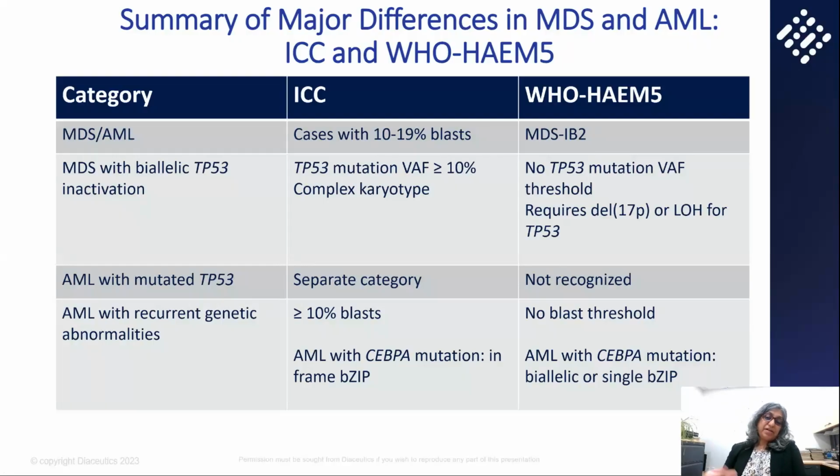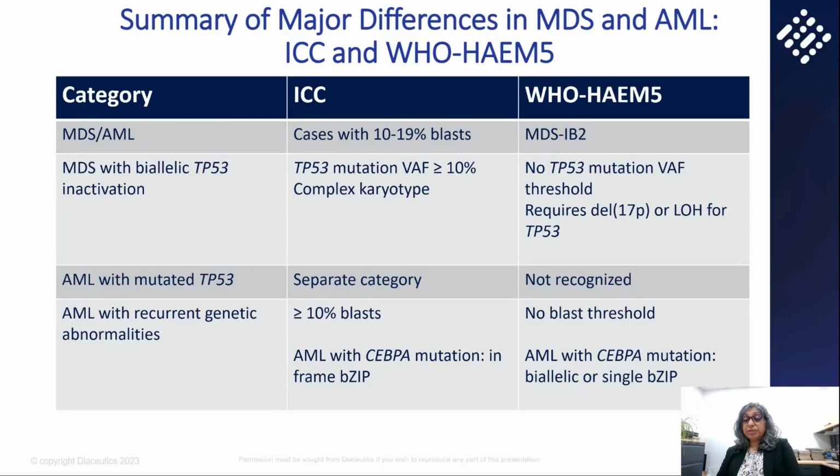ICC uses different diagnostic criteria. It requires a VAF threshold of 10% for TP53 mutations and includes complex karyotype. WHO does not have a VAF threshold and does not include complex karyotype; it requires specific demonstration of deletion 17p or loss of heterozygosity for TP53. A very big category of AML with mutated TP53 is a separate category in ICC, not recognized in the WHO classification.